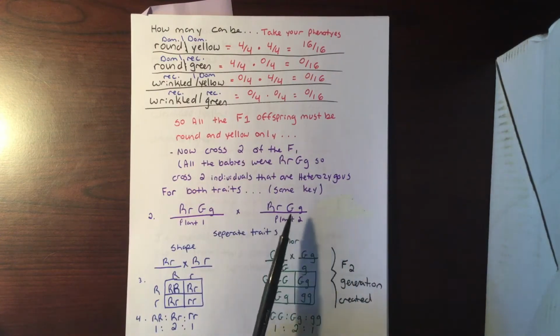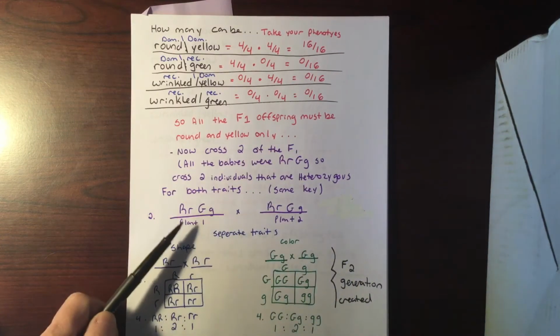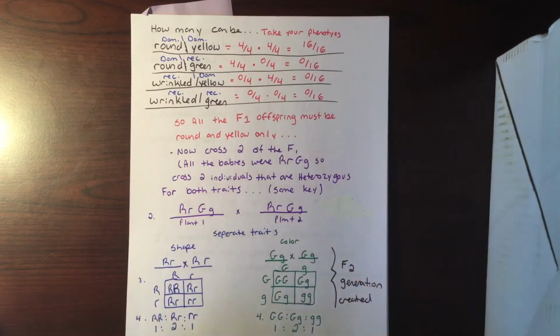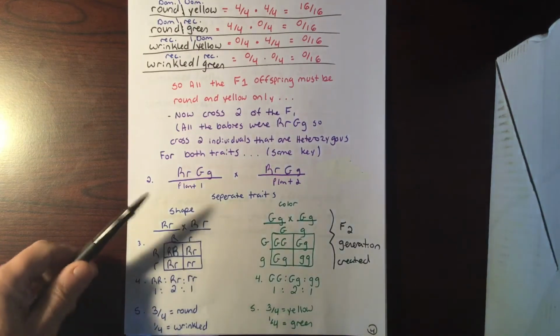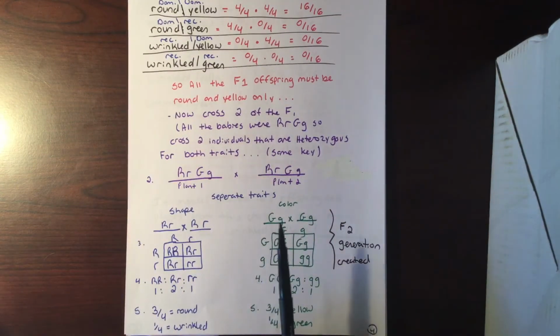Big R, big G, little g. So there's parent 1, there's plant 2 or parent 2. Let's do the same thing. Let's separate out our traits. So I'm going to separate out for shape. I'm going to separate out for color.